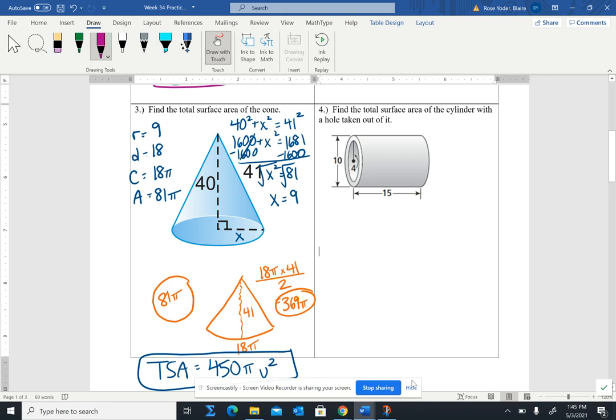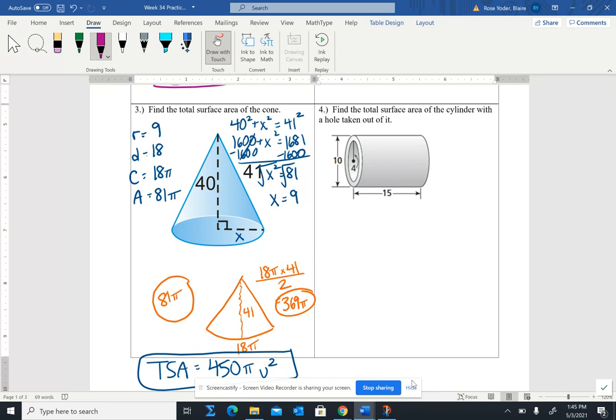This is week 34 practice quiz, problem 4, and this might be the trickiest one yet. It's a cylinder, but it's a cylinder with a hole taken out of it. And when we want to find the surface area, we have to find the area of all the faces that are exposed, which includes the outside of the cylinder and the inside of the cylinder too.